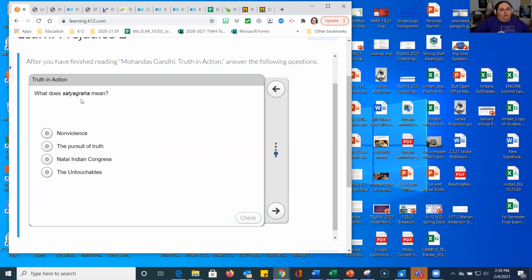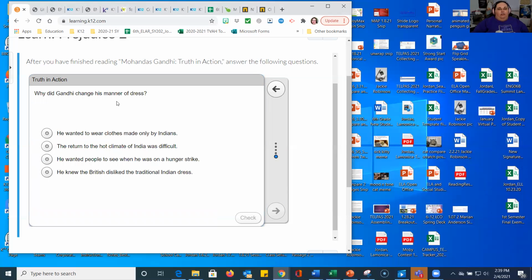What does Satyagraha mean? Satyagraha. I don't say that word. Sorry. What does that word mean? A, nonviolence. B, the pursuit of truth. C, Natal Indian Congress. Or D, the Untouchables. Pick your answer. Check it. Be sure you get it right. Once you know the correct answer, copy and paste into your review document.